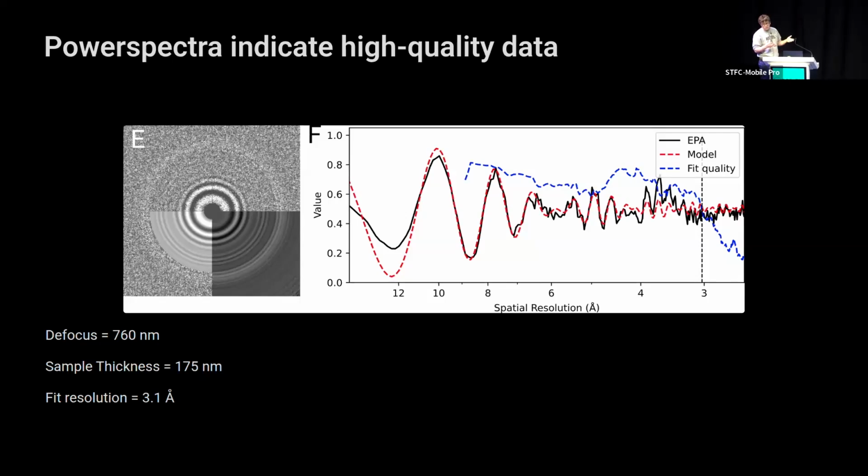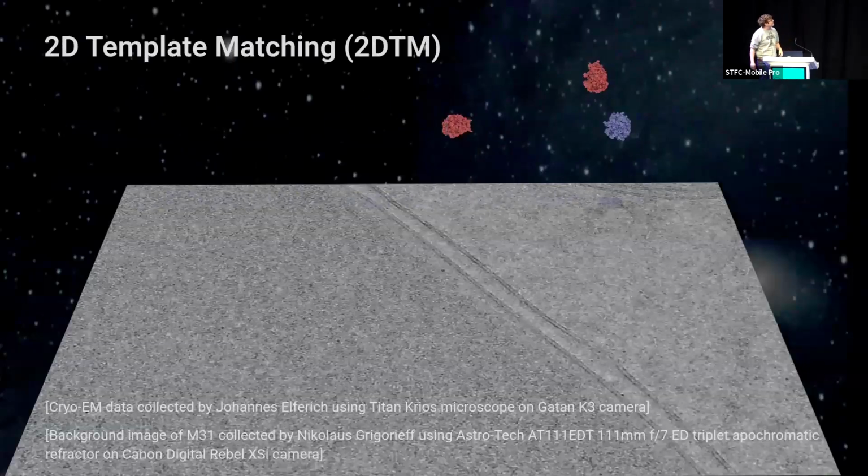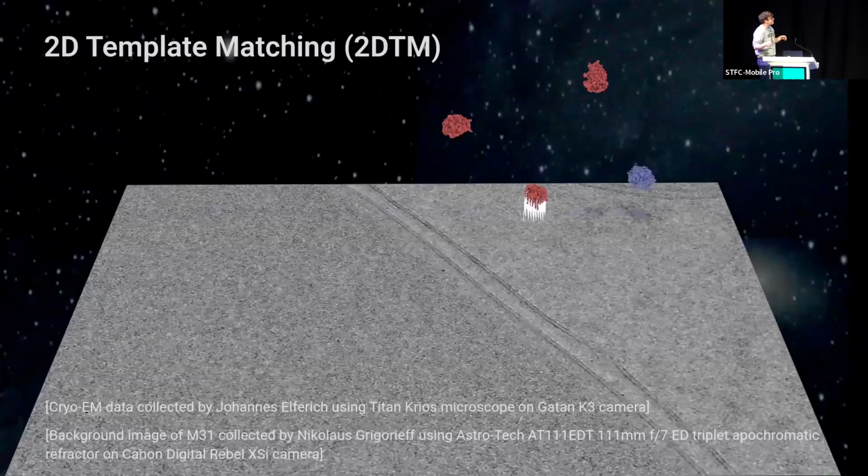But the problem with the power spectrum, of course, is that it has high resolution information, but it might be high resolution information of junk. It doesn't tell you if you can actually do something with it. To figure that out, we use the technique that we like in the lab called 2D template matching. And there's a very silly animation to explain what we're doing.